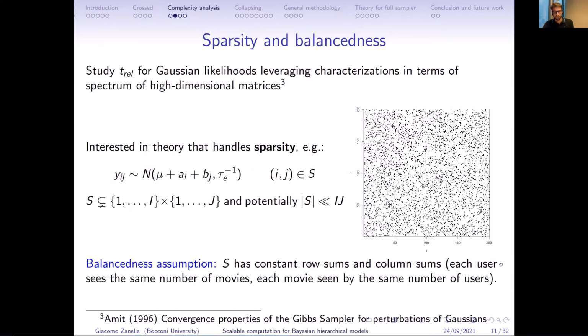So for Gaussian Gibbs samplers, the first part of the theory will be for Gaussian likelihood. For Gaussian Gibbs samplers, you can characterize your rate of convergence in terms of the spectrum of a high dimensional matrix. So a lot of this work will be dealing with characterizing the spectrum of matrices related to the Gibbs type updates and understanding how the spectrum behaves in high dimensions.